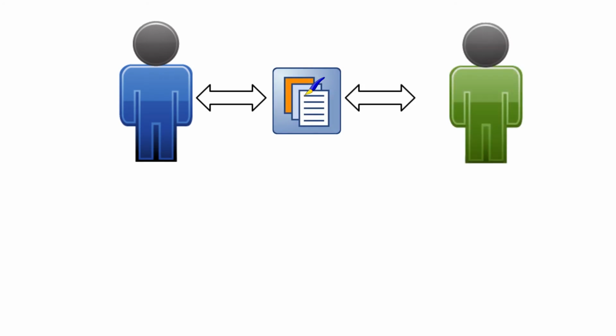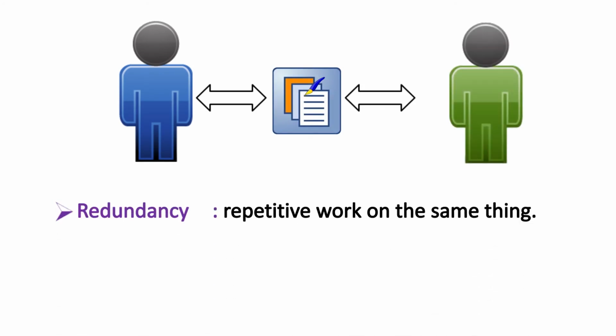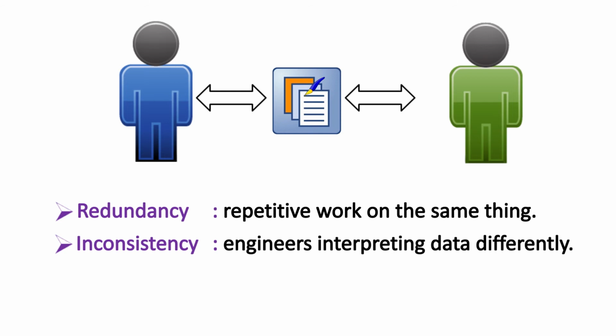What are the problems with the current solution? First, redundancy. With the current solution, the same procedure needs to be followed for each round of engineering service work. There is repetitive work of collecting project information, reading and interpreting the same data from the same documents for each round of work.